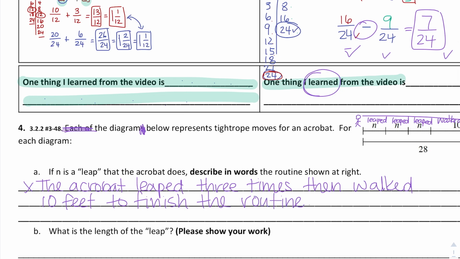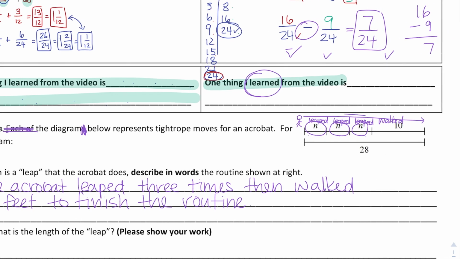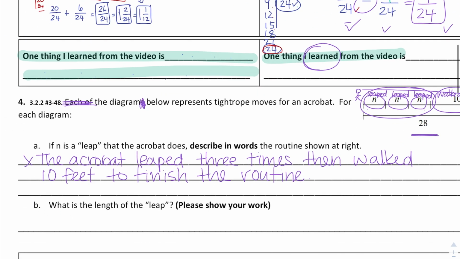Then what is the length of the leap? Well, the length of the rope is 28. So if you wrote 28, that was incorrect. The leaps, since N is given to us, that means they're all identical leaps. They weren't different lengths of leaps. But whatever it may be, it's going to add up with 10 and make it equal to 28. So you needed to show your work. So I'm going to show you how I would show work.